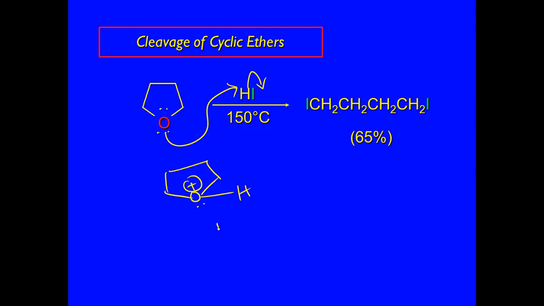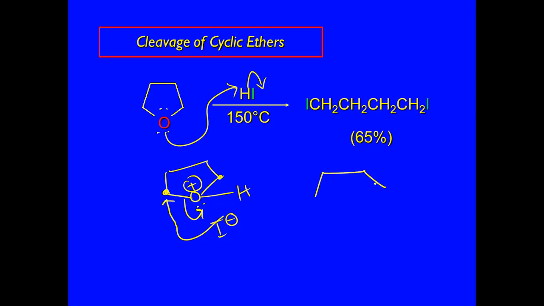and as a result, you get I minus. That I minus comes back and attacks one of these carbons, either this carbon or this carbon. Both the carbons are symmetrical, so it doesn't matter where it attacks because this is positive charge. But it cannot attack here because of this polarization. And this carbon is also delta positive. So as a result, it attacks here, and that bond is broken.